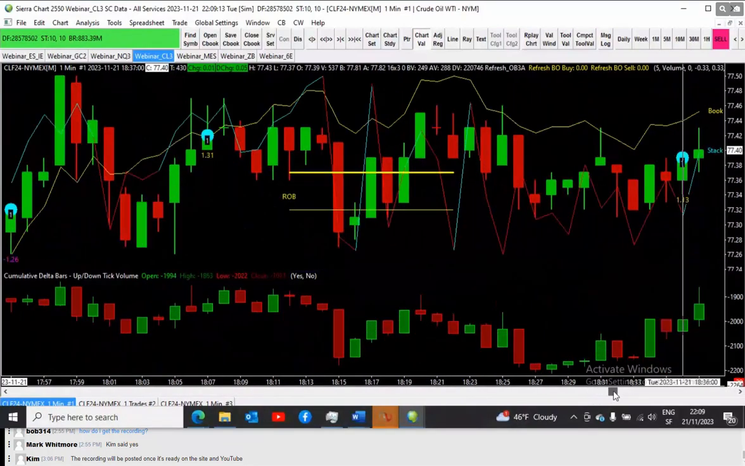Okay, so move this on a little bit more quickly. Another Rob buy trade.